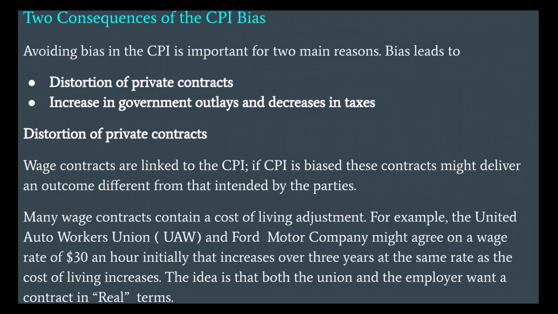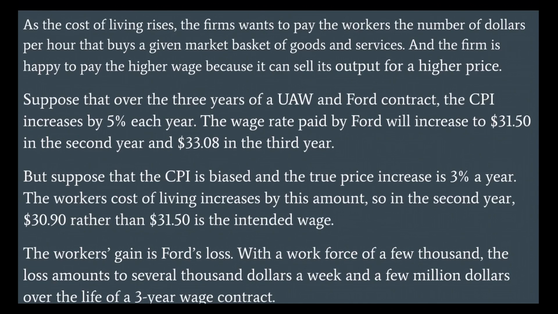Many wage contracts contain a cost of living adjustment. For example, the United Auto Workers Union and Ford Motor Company might agree on a wage rate of $30 an hour initially that increases over 3 years at the same rate as the cost of living increases. The idea is that both the union and the employer want a contract in real terms. As the cost of living rises, the firm wants to pay the workers the number of dollars per hour that buys a given market basket of goods and services. And the firm is happy to pay the higher wage because it can sell its output for a higher price.